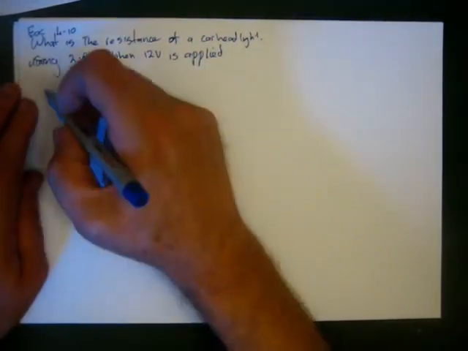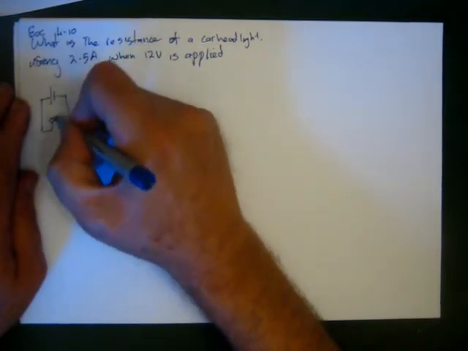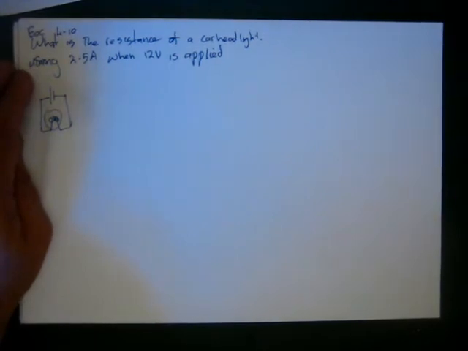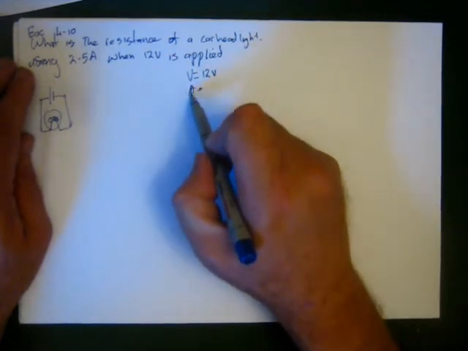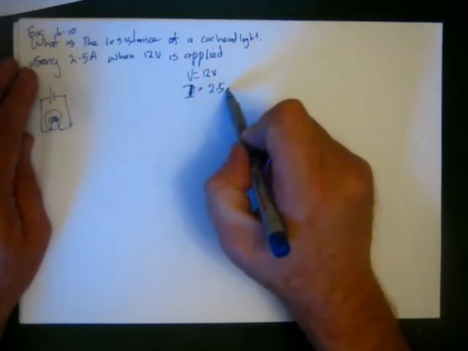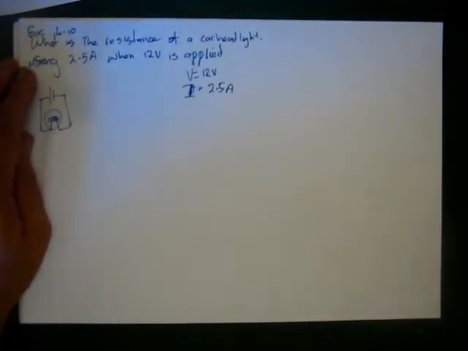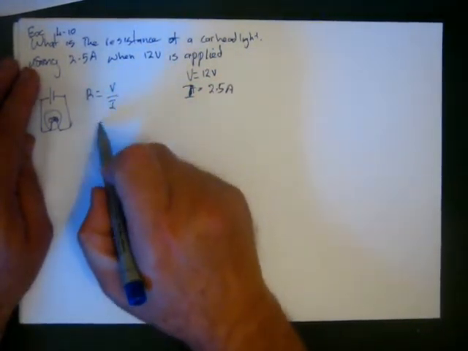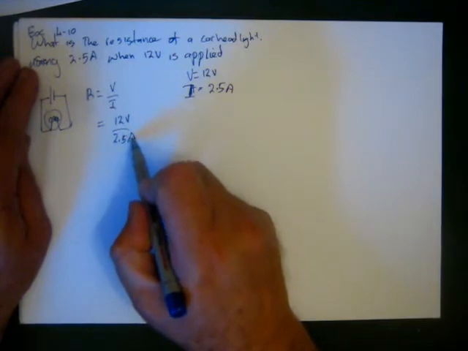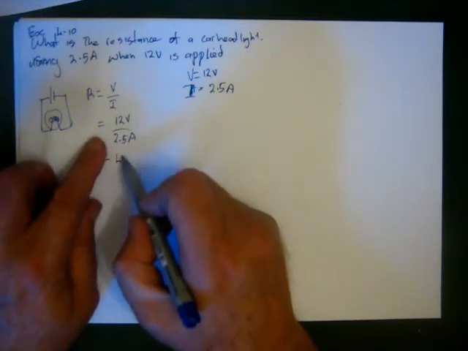Okay, so what's the resistance of a car headlight? So we basically have our battery. It's going through a light. There's our light symbol. What do we know? V equals 12 volts. I, the current, equals 2.5 amps. And we had our equation just before. R is equal to V over I, which is equal to 12 volts divided by 2.5 amps, which is equal to 4.8 ohms.